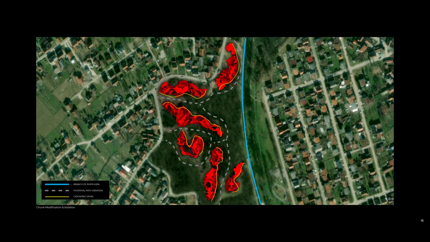Based on the initial explorations, we proceeded with further developments on the chunks while creating a series of interstitial spaces that would create an overall networking pathway through the field. Some of the cascading views have been highlighted in yellow while the gray dashed lines indicate a potential pathway creation through the interstitial spaces.